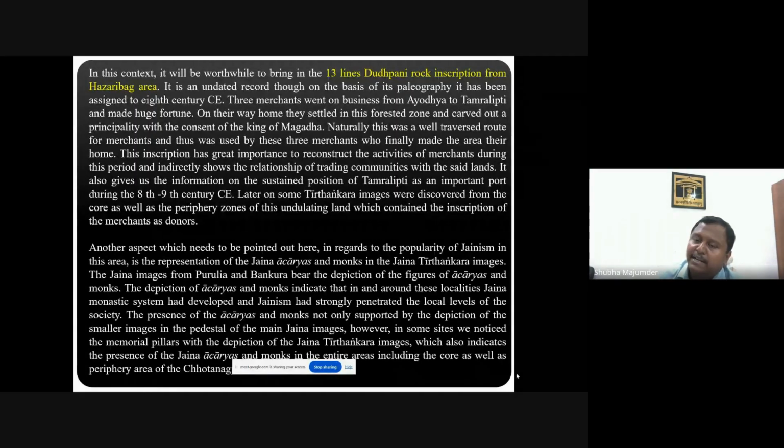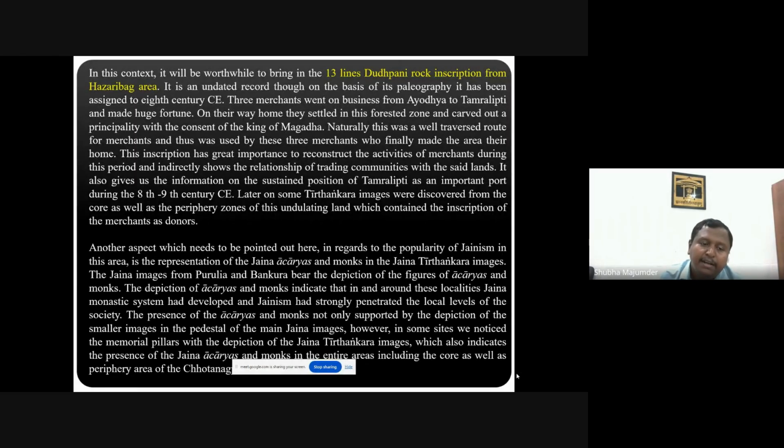So how do we fix this view? Because we have archaeological evidence like the inscription, which clearly mentions the presence of the traders and how they accepted this particular route for their trading activity.